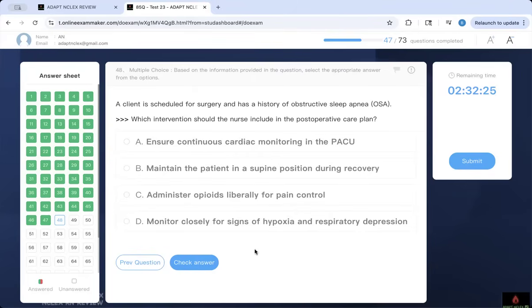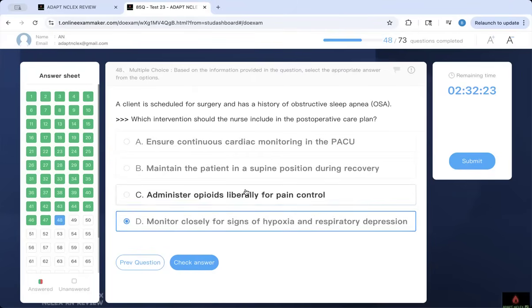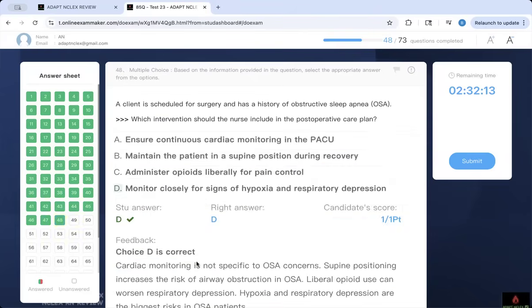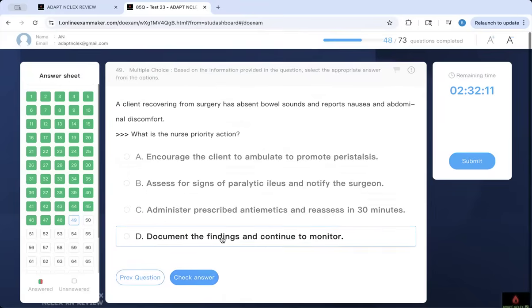Respiratory depression, and therefore I'm worried about it. Literally, giving them opiate is going to suppress them. You've got to be careful. There's no need for cardiac monitoring, and you don't need to place them in supine position. Place them in semi-Fowler position is the best answer.